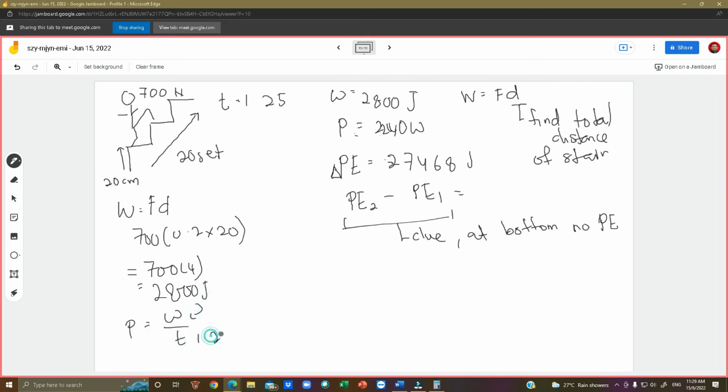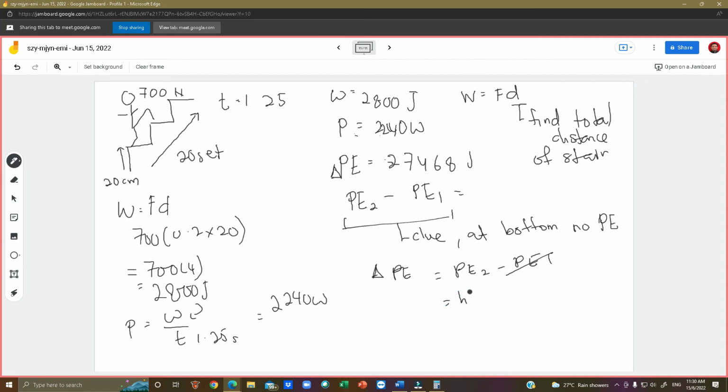Bahagi dengan 1.25 second. So you have 2,240 watt. And then change of PE ni, maksud dia PE2 minus PE1. Since PE1 at the bottom of the stair, there are no height. PE1 habis. Kita nak PE2 je.